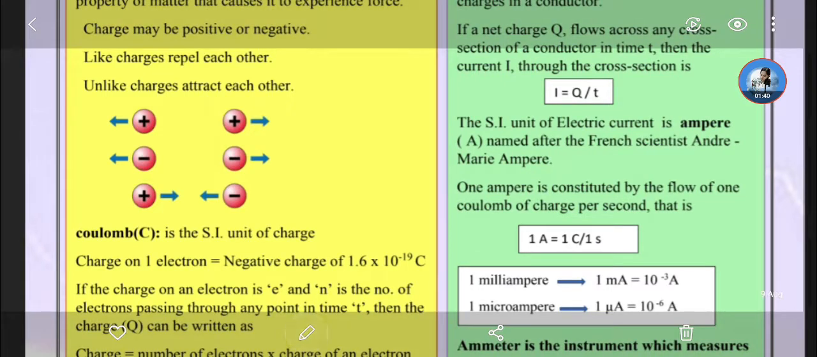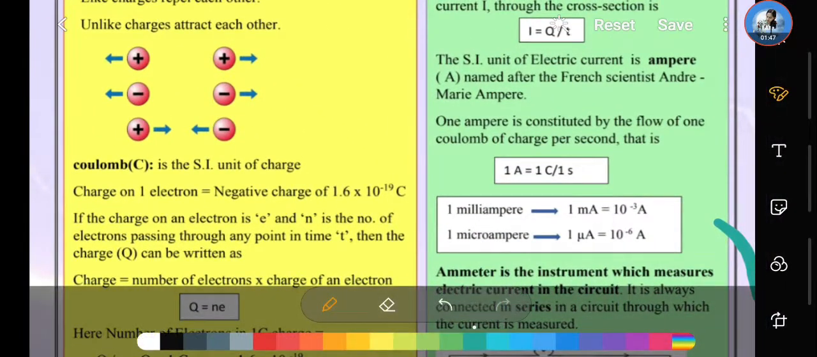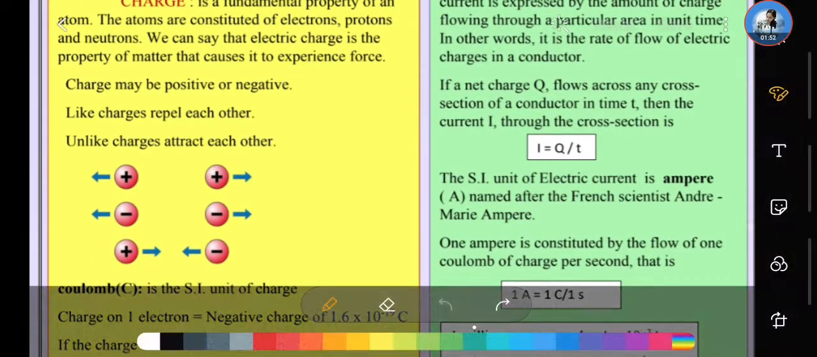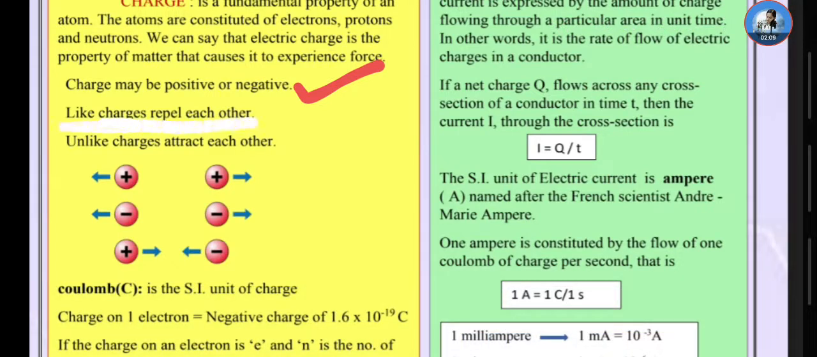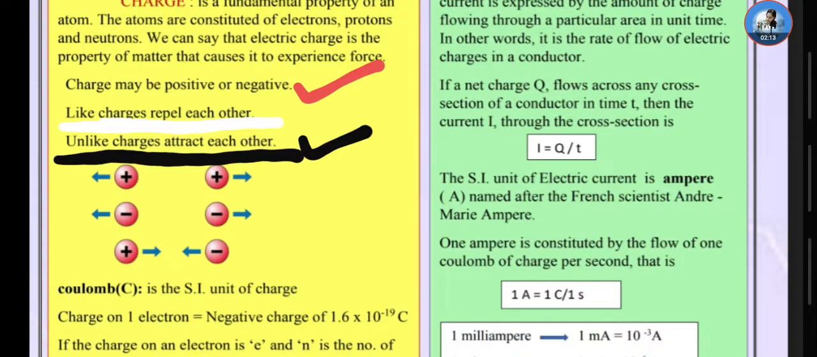Students, what is the nature of charge? Charges may be positive or negative. Positive charge is present on the proton and negative charge is present on the electron. Very good. Next, like charges repel each other, and unlike charges attract each other.